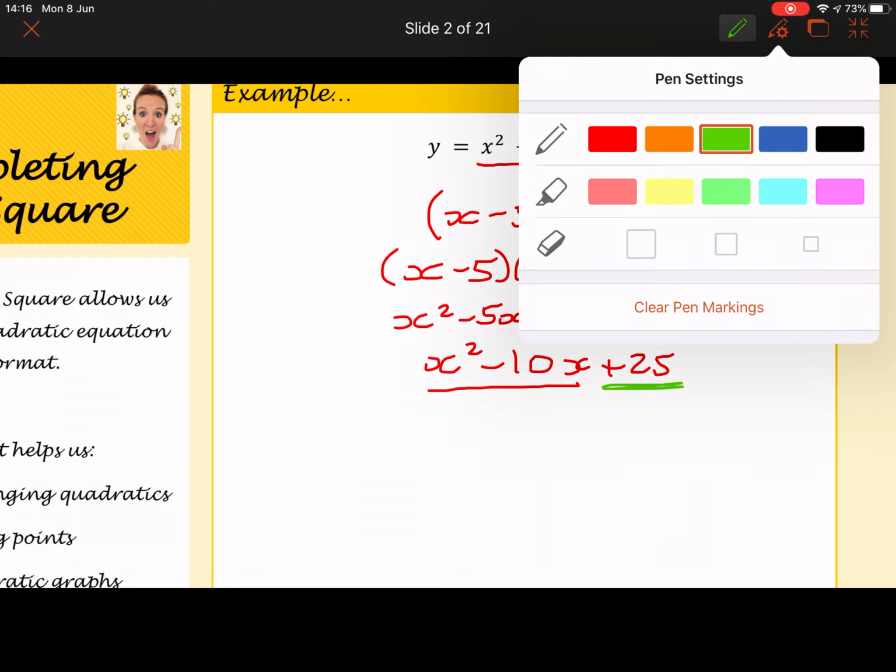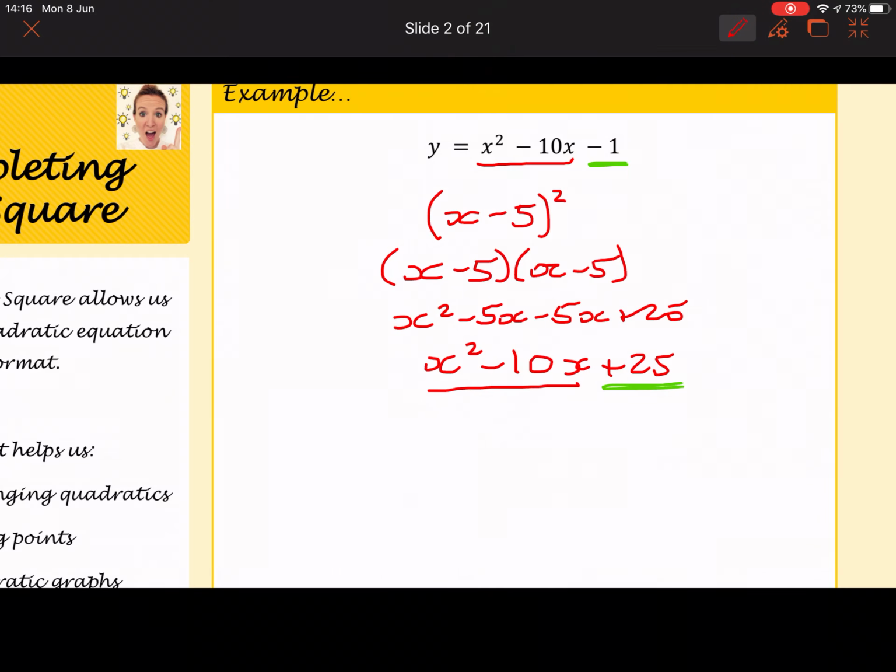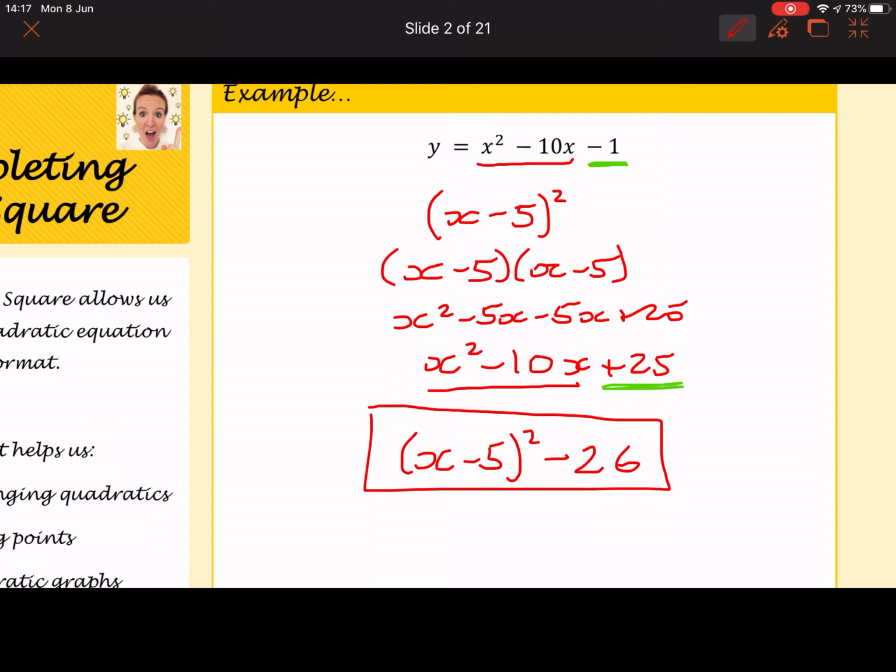So for my actual answer, I want that bracket I've just found, x minus 5 squared. But when I expanded that, it gave me 25. If I only want minus 1, I need to subtract 26. So that is the completed square version. We've got a square bracket, which is where the square part comes from, and then the minus 26 is you completing the square to make it the same as your original equation.